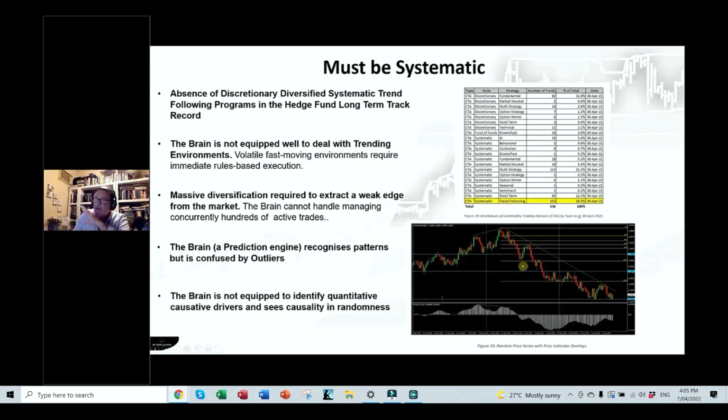So our brain tends to assign a causal reason for this data. It'll tend to try and say, well, this occurred because of this, this occurred because of this. That's this prediction engine that's taking hold. But the reality is, in this example, this is simply random market data, so it tricks our brain.